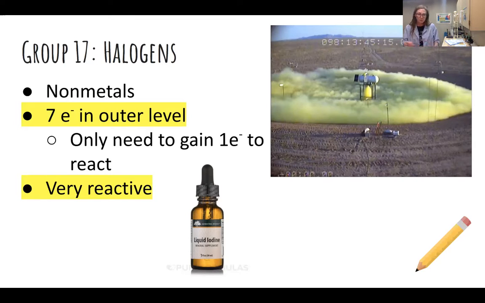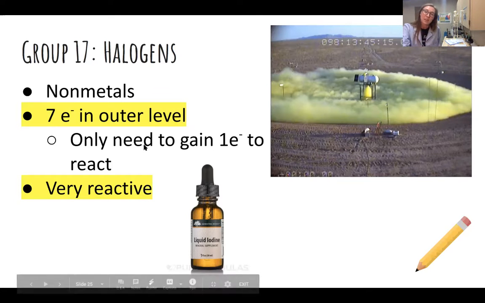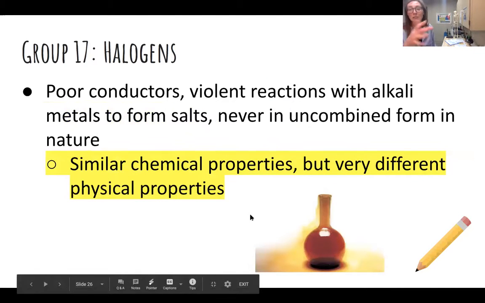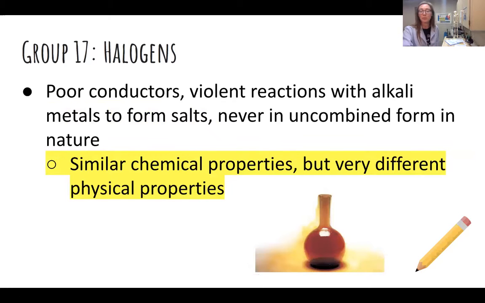And as we look at the elements in this particular group, we're going to see a wide variety of chemical and physical properties. This guy here is chlorine gas. It's like a yellowish gas. It was used in warfare. It's kind of terrible. This is liquid iodine. It's a brown liquid. So we have a gas, we have a liquid. They're drastically different colors. A wide variety of chemical and physical properties in this particular group.